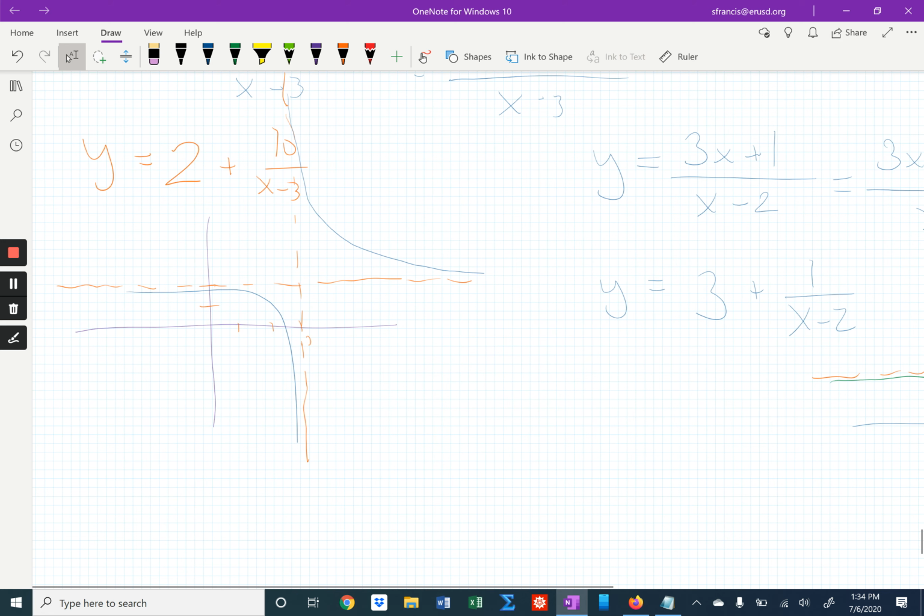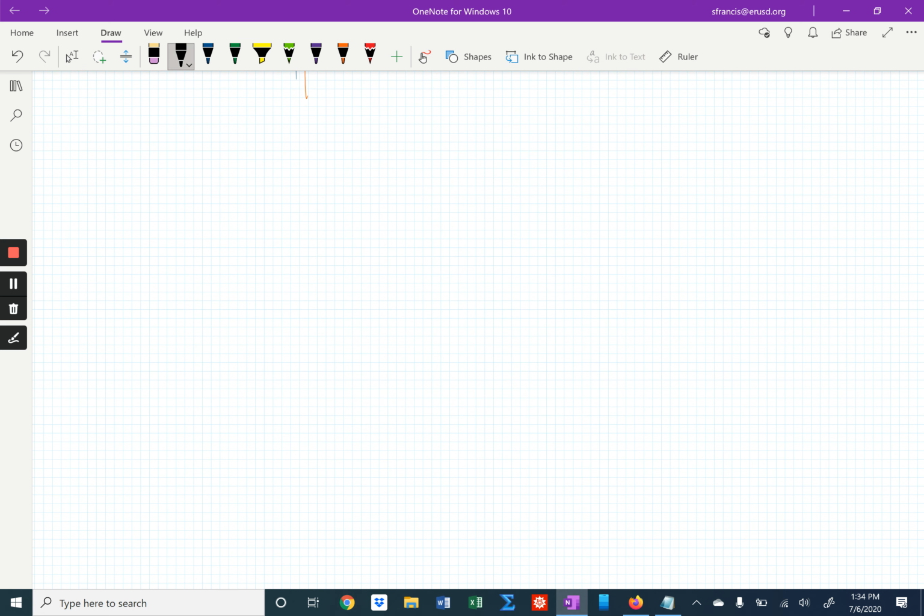What if we had something like this? y is equal to 2 minus 3x over x plus 1. So how do we handle this one? Again, you should pause it and go try it yourself and see what to do.